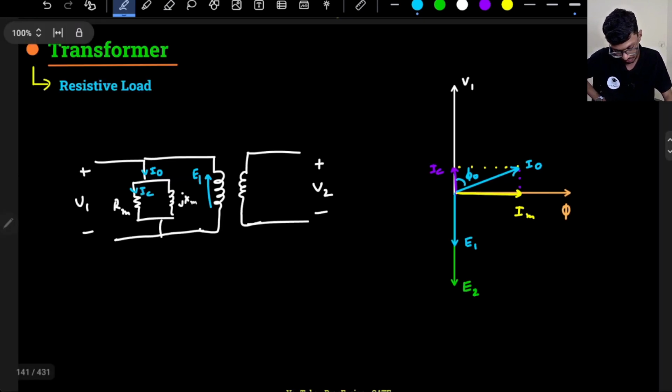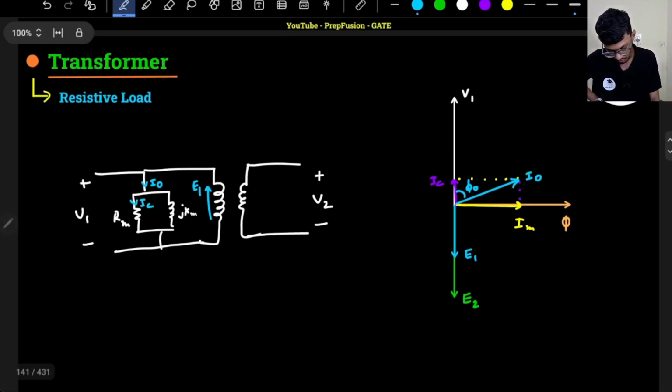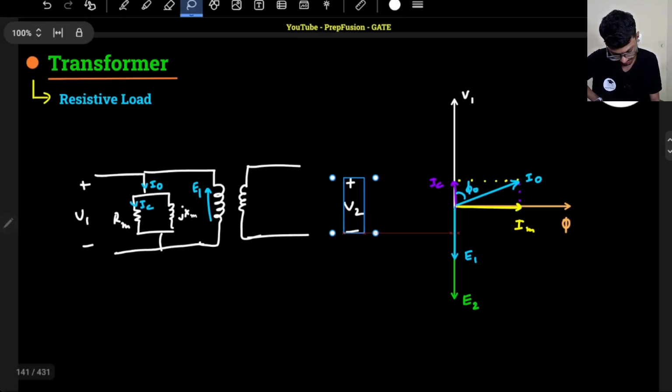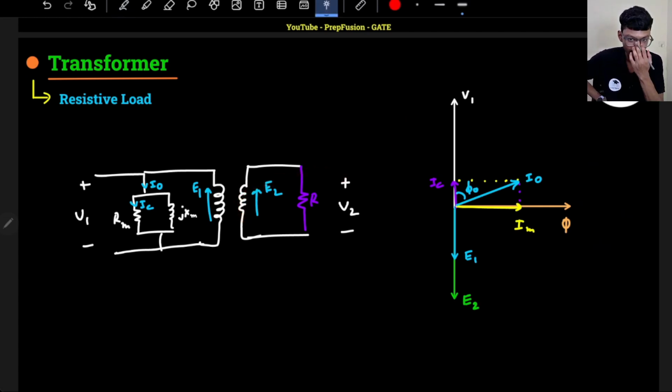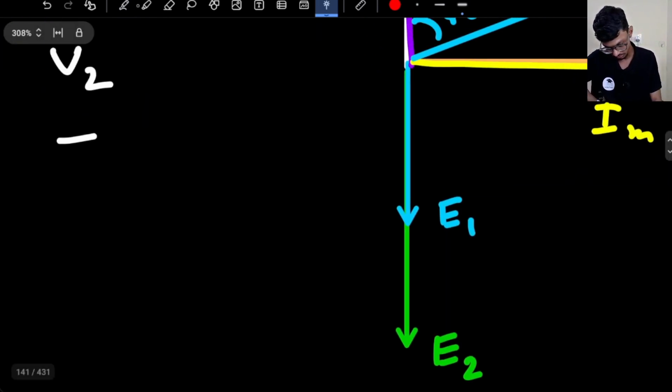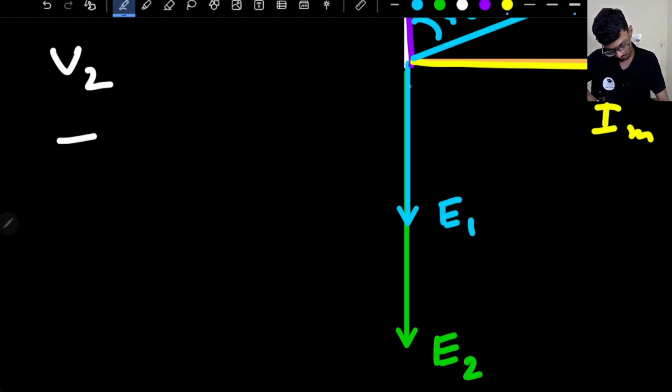And what about if the load is purely resistive? So if the load is purely resistive, that means in the secondary, this is my V2, this is my E2, and this is my load RL, whatever this is. So V2 and E2 are both in the same phase basically. So my current I2 will be in the same phase as E2 only. So this will be my I2 current.